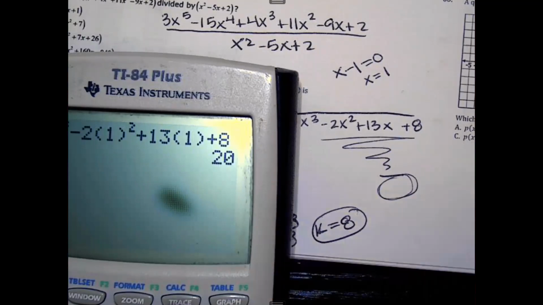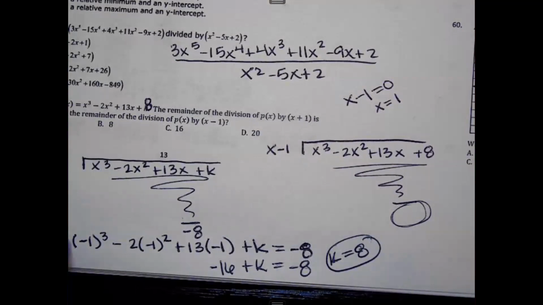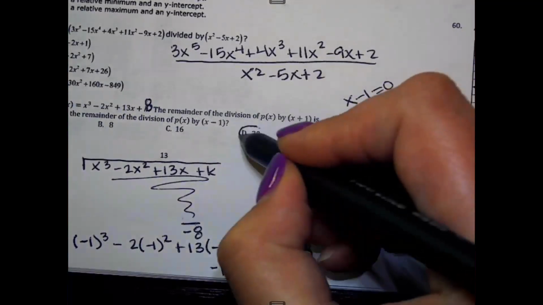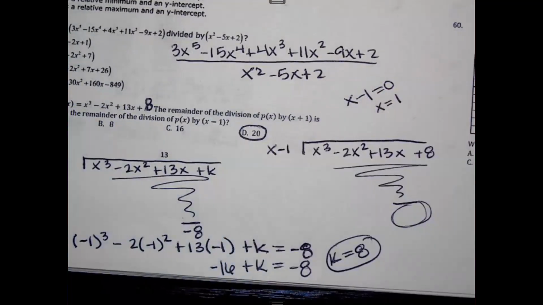Okay, so the answer is 20. So that means that if we had done the division, we would have gotten 20 as the remainder for the division.